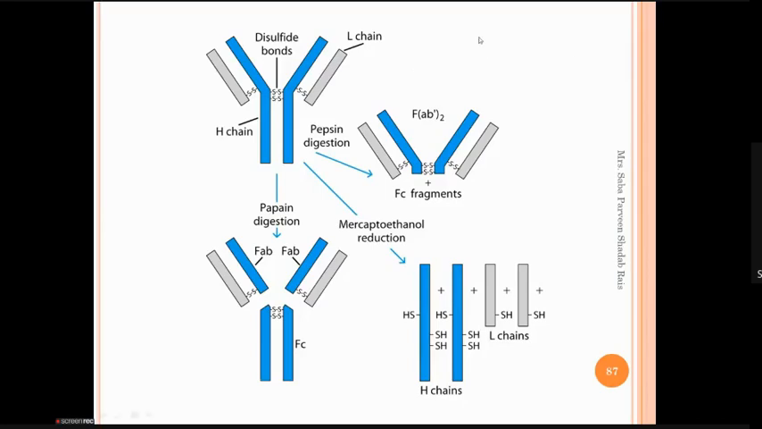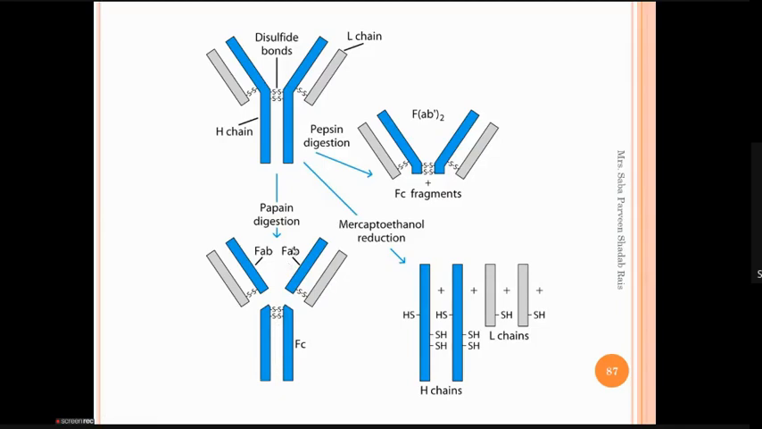So when we do the papain digestion, at that time you will find this Fab and this Fc region get broken down. But when we use pepsin, this disulfide bridge will remain, and this Fc region. So this region, which is called the variable region and responsible for the binding of the antigen, is called the Fab region. And the region which has only the heavy chains is called the Fc region or the constant region.